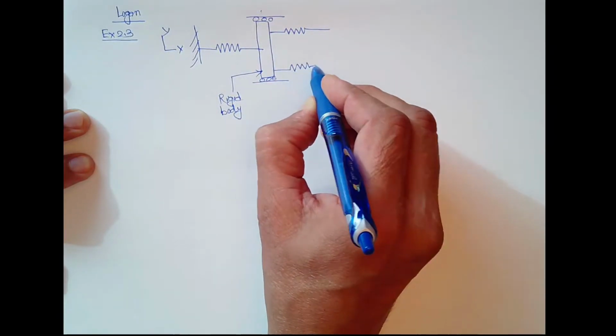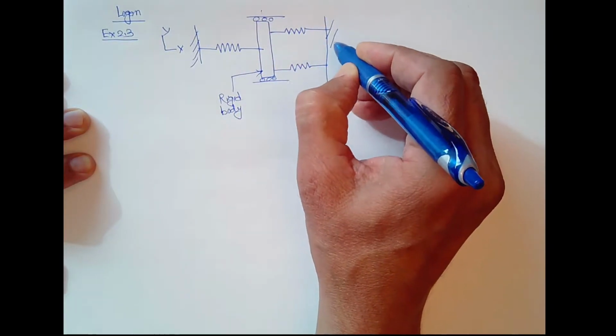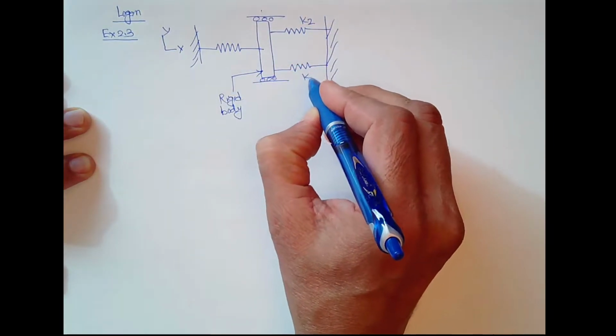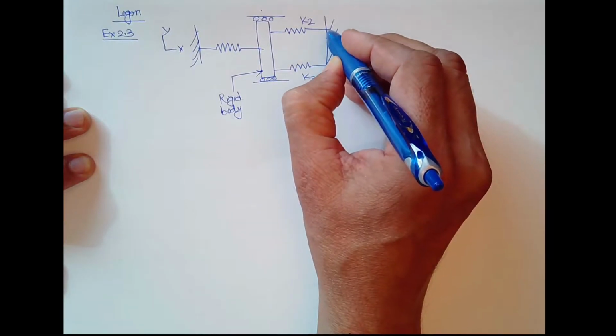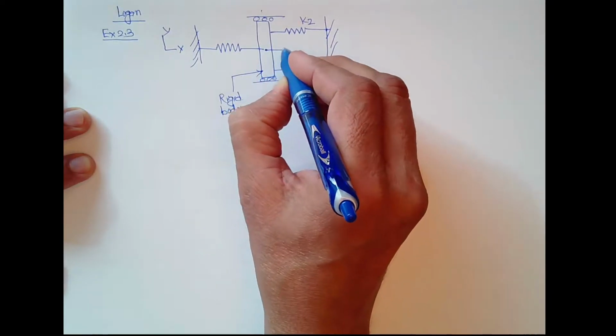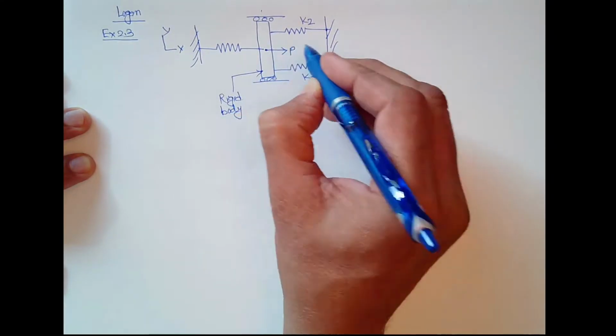Another spring is connected here, again to a wall. This stiffness is different, and here a force P is acting.